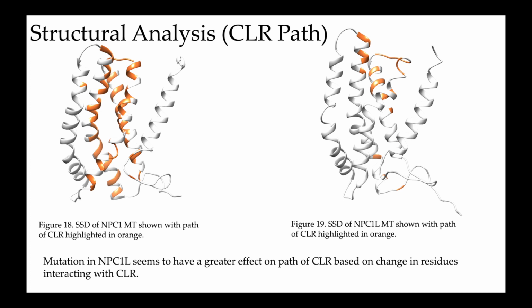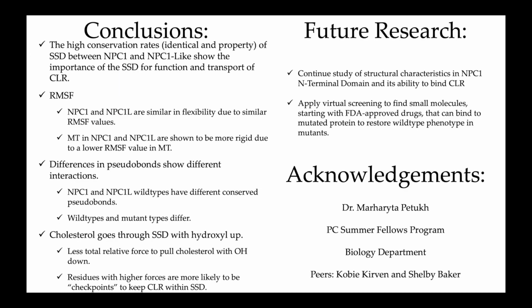These files take a while to make and a while to run, so we weren't able to do it a lot of times. But just based on this one, we observed that the mutation in NPC1-like seems to have a greater effect on the path of cholesterol, based on the change in residues interacting with cholesterol, based on the color changes that we see in these figures. The mutant type for NPC1, like I said, didn't really have that significant of a change, maybe one or two towards the bottom where cholesterol would exit. So that's the end of my results, and now we can pull the main conclusions from my project.